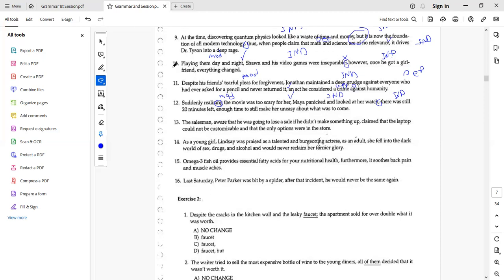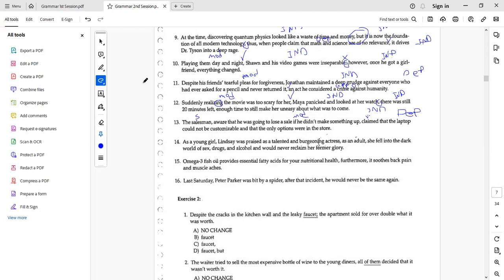Something up. Climbed. A comma of what? Of claimed? Yes. Okay, that's fine. The salesman, this is the subject. We need the verb. Aware that he was going to lose a sale if he didn't make something, this is a modifier. Claimed is a verb, so take care. The subject and verb, so this is independent. Then he said that the laptop, this is dependent, because it starts with that, could not be customizable, and that the only option were in store. No, this is right, Hala. Okay?